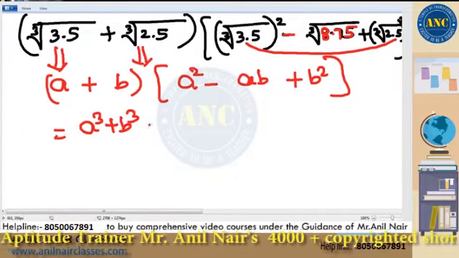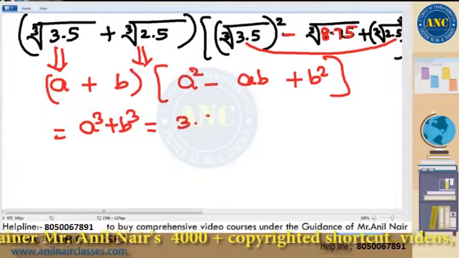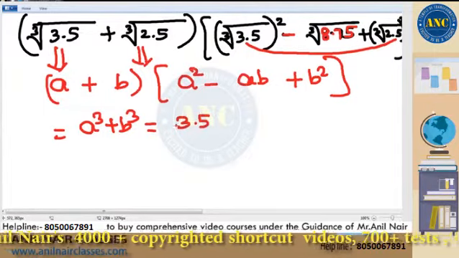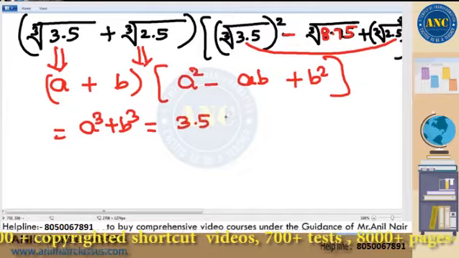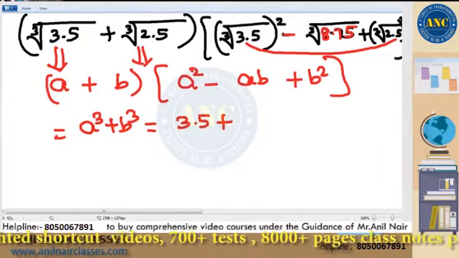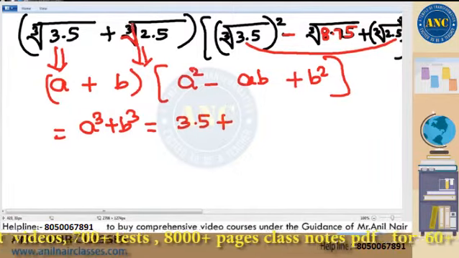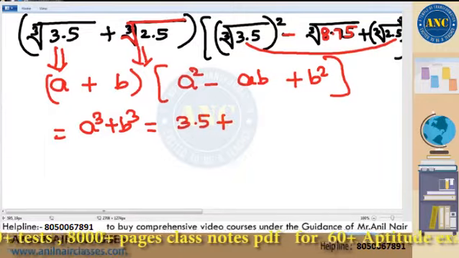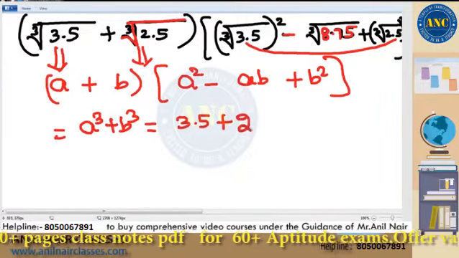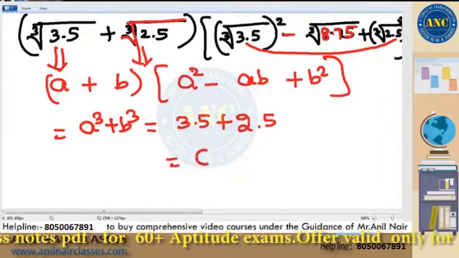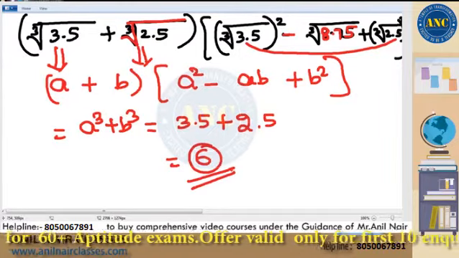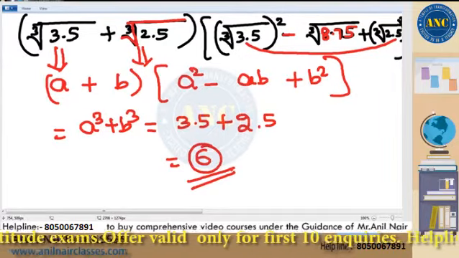We already learnt it. So A is nothing but cube root of 3.5 whole cube, you will be left with 3.5. Plus B is cube root of 2.5 whole cube, you are left with 2.5. Answer for this question is 3.5 plus 2.5, which is 6.